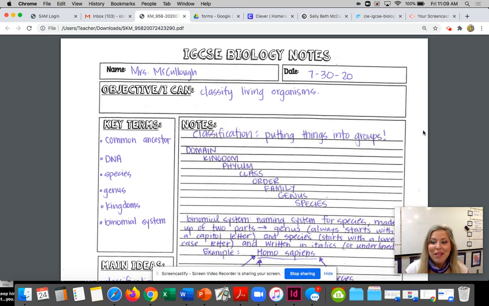For this objective, or I can: at the end of today, you should be able to say, I can classify living organisms. And this is how we classify. When you hear the word classify or classification, all you should be thinking about is that we are putting things into groups. We are filing them, we're organizing them, and we can do this with our homework. I can do this with all the documents that I give out throughout a year in my filing cabinets. You can do this with living organisms.